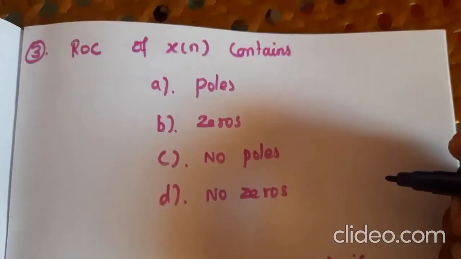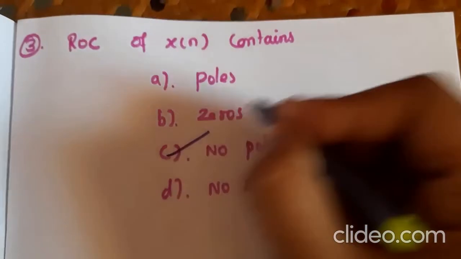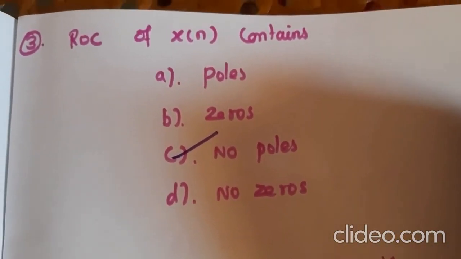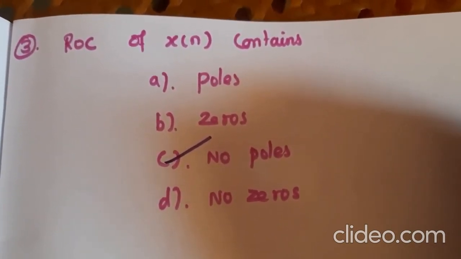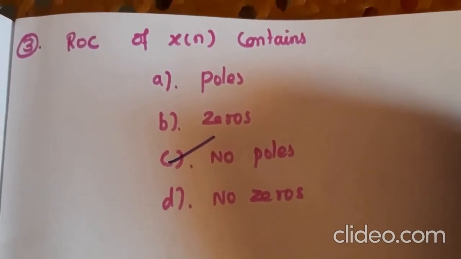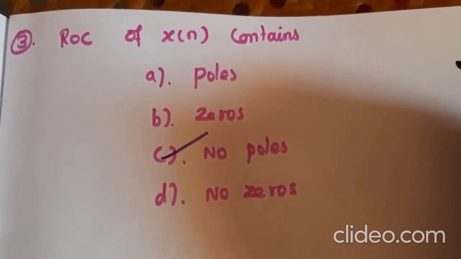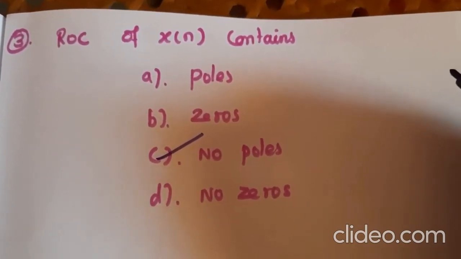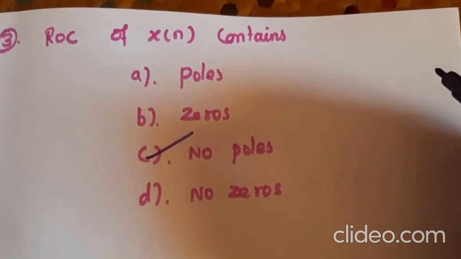Third question, the ROC of x of n contains. The answer here is C, no poles. The ROC of x of n contains no poles because x of z must be finite for all z for convergence. So the region of convergence, ROC of x of n, contains no poles because x of z must be finite, so there cannot be a pole in the ROC. So the answer here is C.